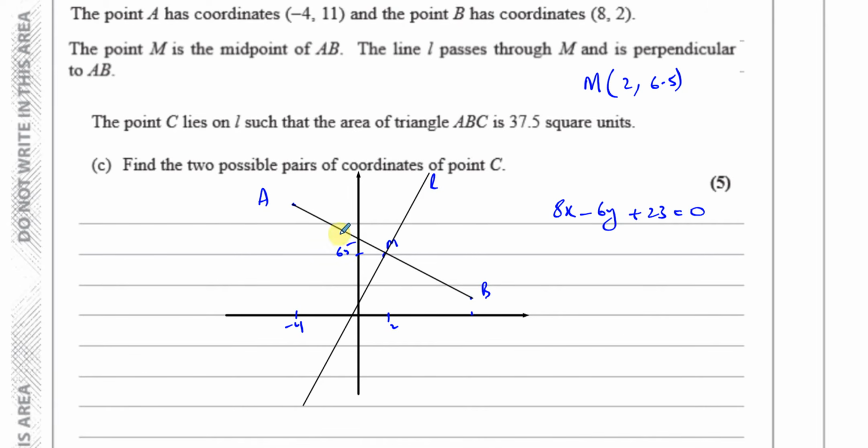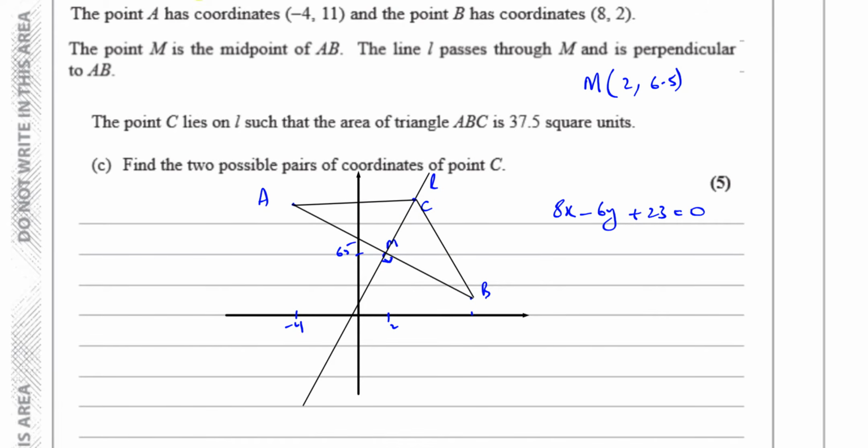And this is the line that goes through A and B, and we know that they're perpendicular. Now it says there's a point C which lies along L somewhere, such that the area of triangle ABC is 37.5 square units. So there's a point C somewhere, let's say it's over here. And I know that the area of this triangle here is 37.5 square units.